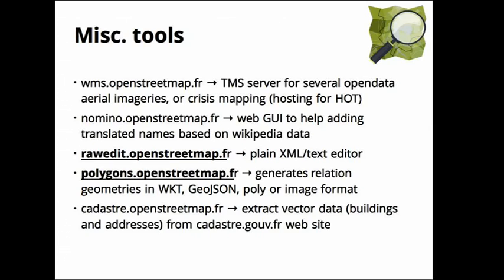Nomino is a tool to help translate names using Wikipedia data. I don't know its coverage exactly, so I'm not sure if it's France only or more. RawEdit is a very small web interface where you can directly change the XML and upload your change directly in XML. Polygons is a tool to generate polygons in different formats based on relations.